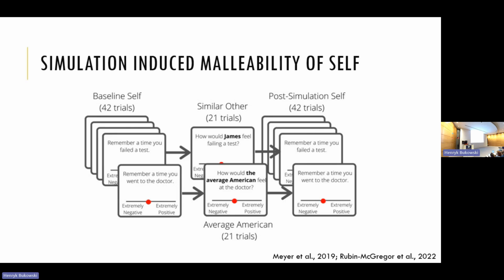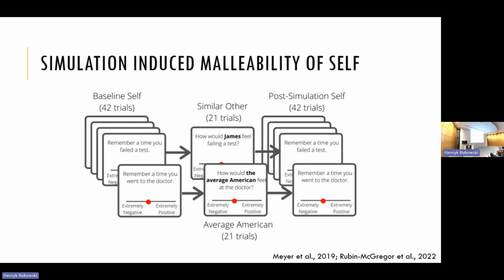Then they go through two blocks where they're thinking about other people. So imagine another person, and this could either be a friend, in this case James, or the average person. They have to rate how they think those people would feel in those situations. And then they come back for the final post-simulation phase, where they again have to reflect on their own experiences and their own memories of how they felt in those situations.